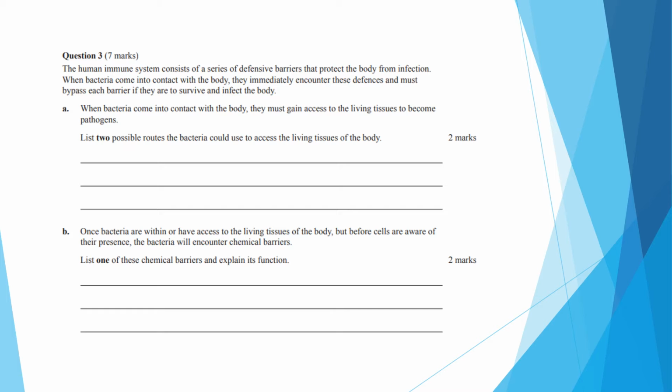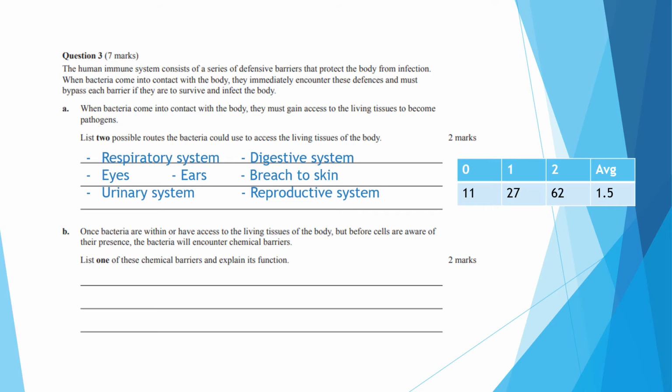Okay, so part A asks you to list 2 possible routes the bacteria could use to access the living tissues of the body. This is knowledge recall, 1 mark for each correct route, and I've just listed some here as examples. Overall, this was a fairly well answered question.